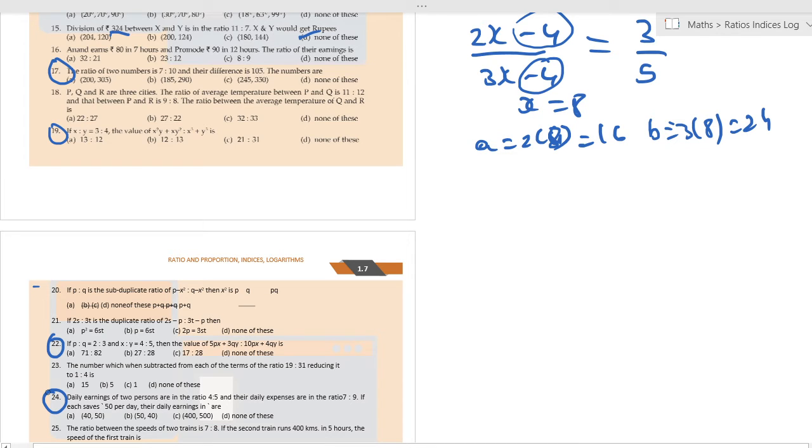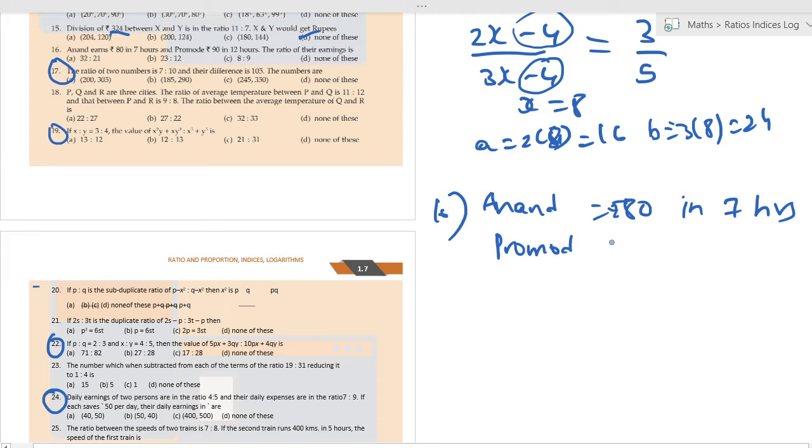And next, let us do the 16th one. Anand earns 80 rupees in 7 hours, and Pramod earns 90 rupees in 12 hours. What is the ratio of their earnings?